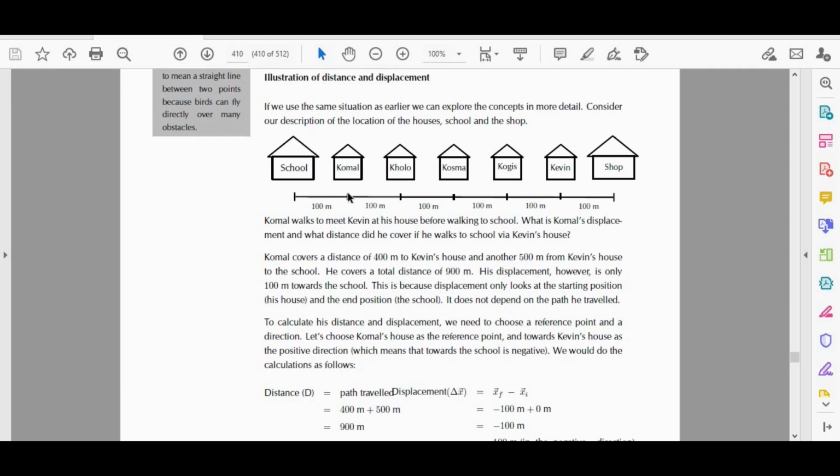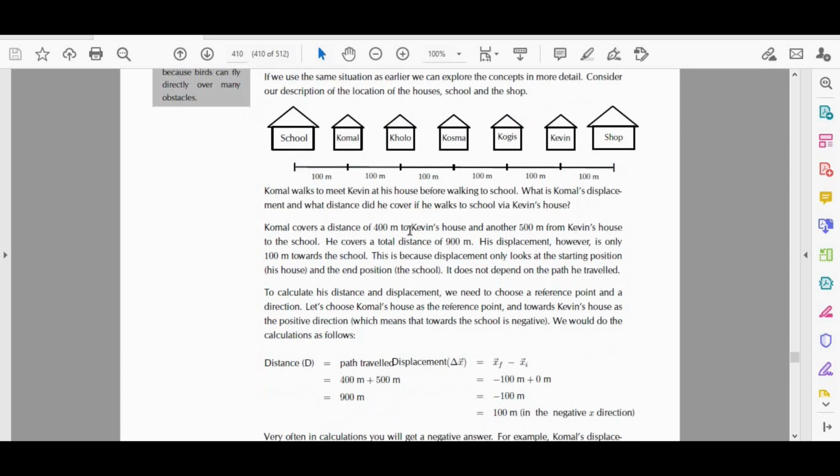So if we take here, clearly we can see that the reference point they have chosen is Kamal's house, and towards Kevin would be positive, and towards the school would be negative. So the position, which is school, is 100 meters, but it's to the left of his house, or in a westerly direction. So that's negative 100 minus 0 meters. That actually should be a minus.